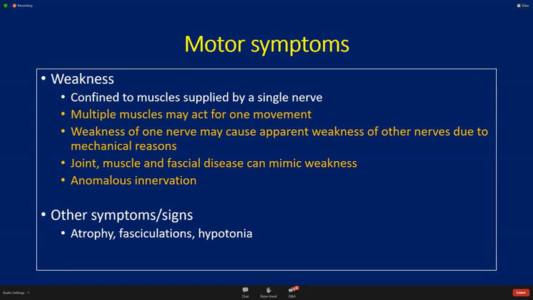The points which can be used to differentiate that is that passive movements will also be restricted or will be painful in case of a joint, muscle or fascial disease. And secondly, sensory as well as reflex involvement would speak against it being just a musculoskeletal problem. And finally, I will not be dealing with this later, but you have to also know that anomalous innervations are not uncommon. And this will interfere with not just your clinical examination, but also with your nerve conduction studies.